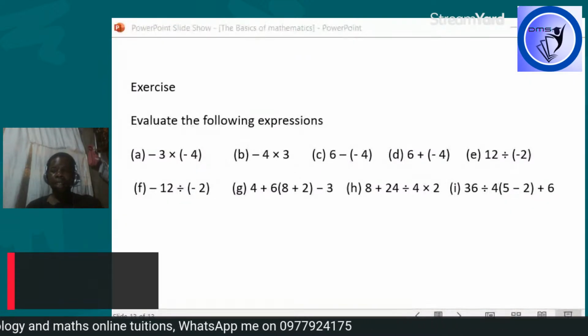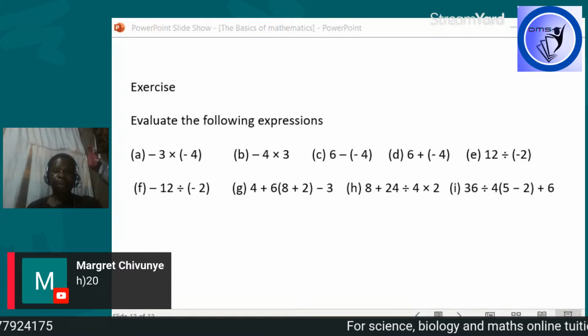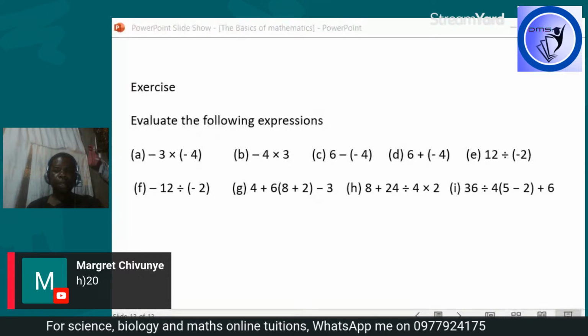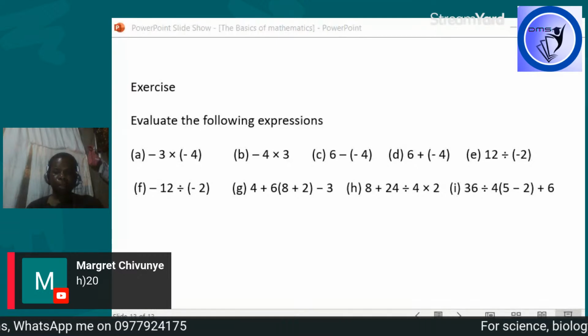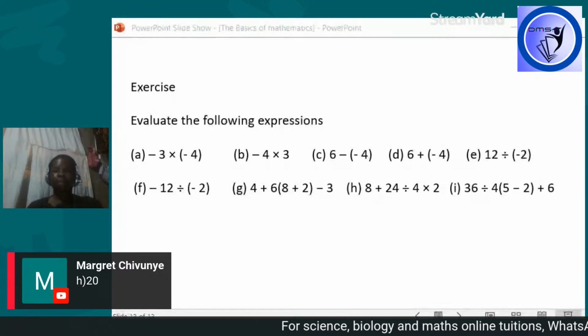Margaret, you are saying 20 for which one? H. Is H 20? Let's see. 24 divided by 4, which will give us 6. Let's say 6 times 2, 12 plus 8. Yeah, it's correct. It is 20. Margaret, you are correct.